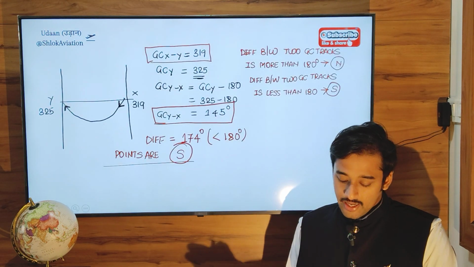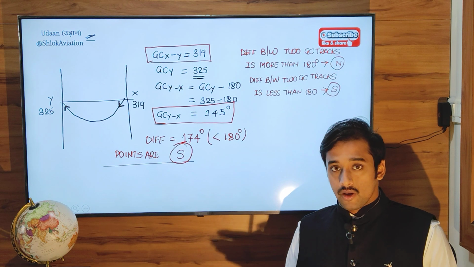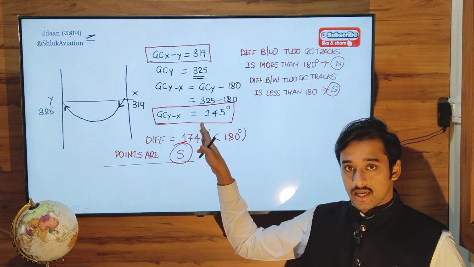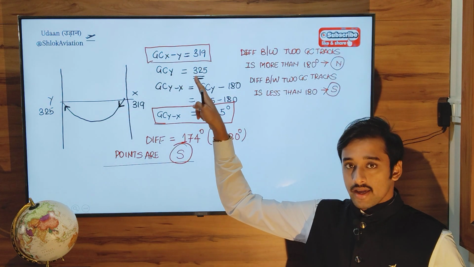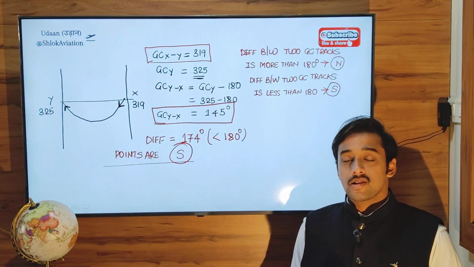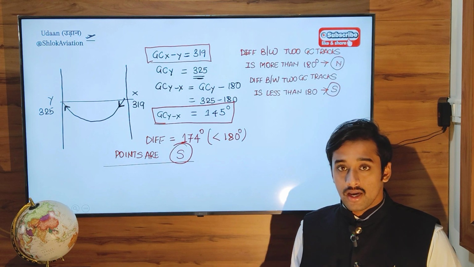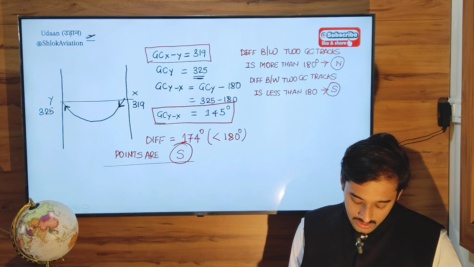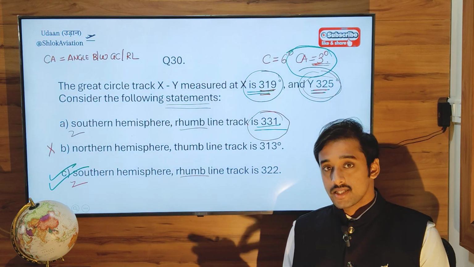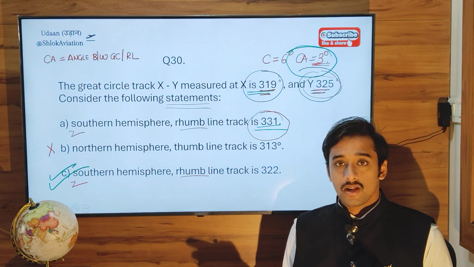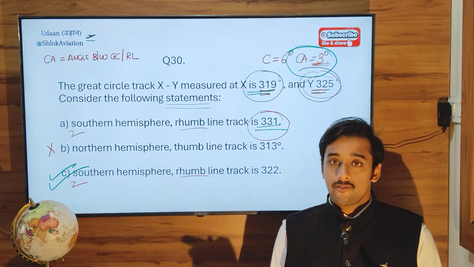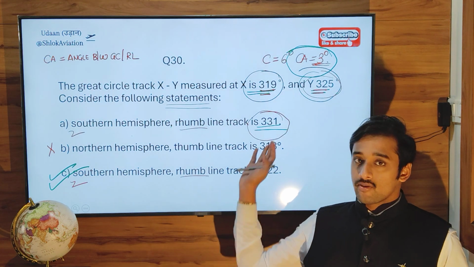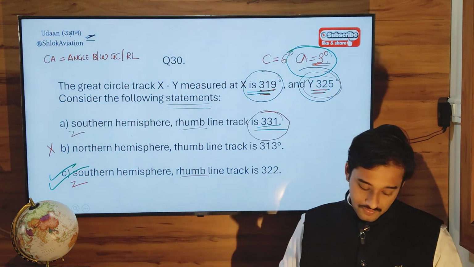Let's do a quick recap of how to find the hemisphere. Great circle x to y is given to you. Find great circle y to x, the reciprocal of the great circle at y. With that, if the difference is more than 180, you are in the north hemisphere. If the difference is less than 180, you are in the south hemisphere. Then to find the Rhumb line track, you should know the convergency. By definition, convergency is the difference between two great circle tracks. Therefore, you can also calculate the convergency angle. And that is how we got 322.